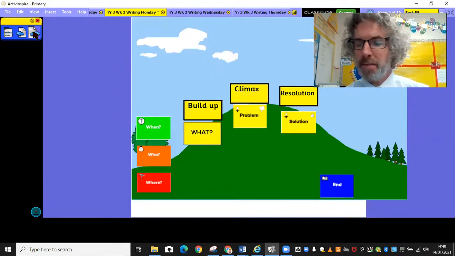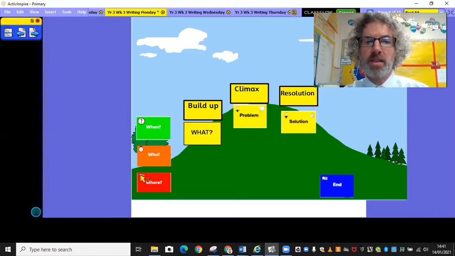Now this may be familiar to you. It's a story mountain. Our job today is to try to understand that story and fit it into the story mountain. Before we start looking at the Dragon Snatcher, let's just think about the mountain generally.